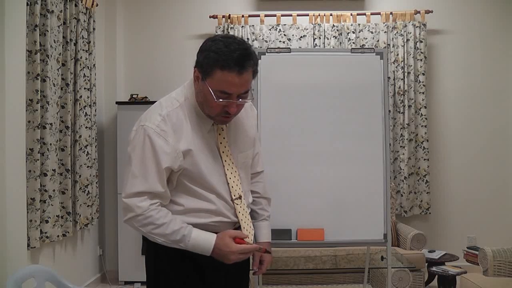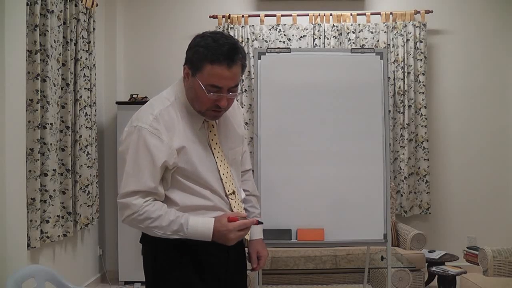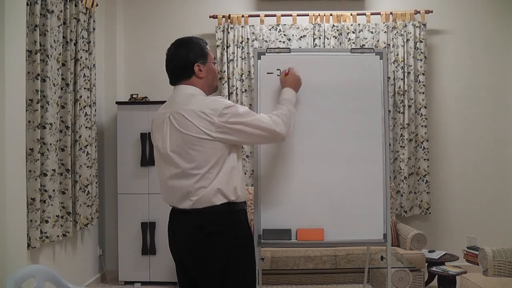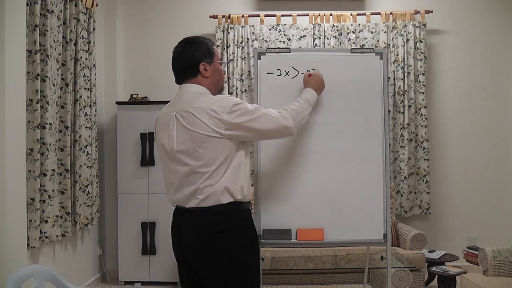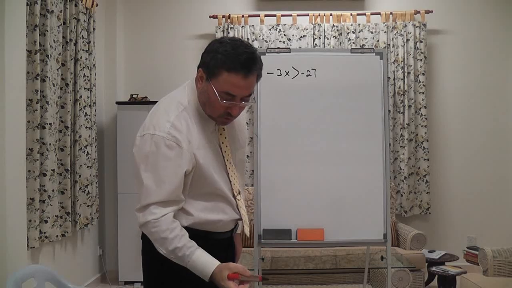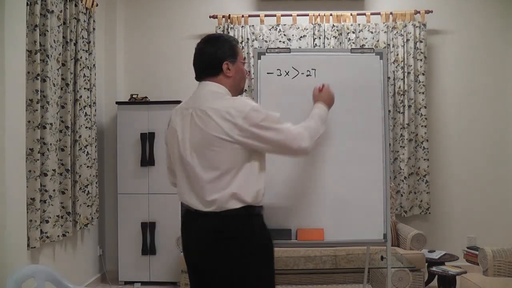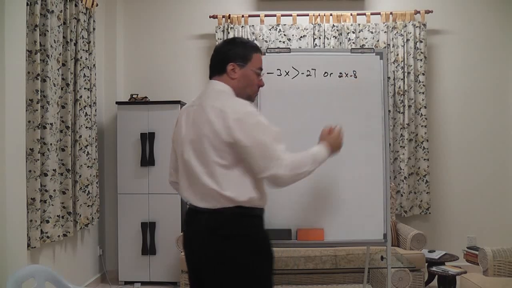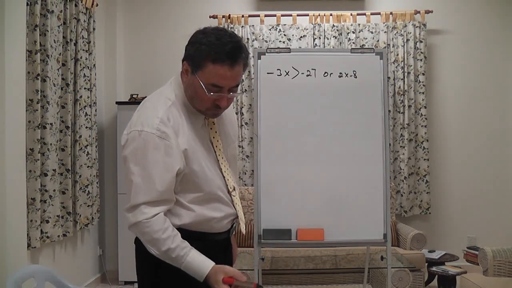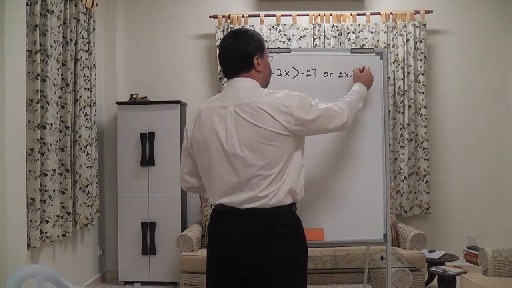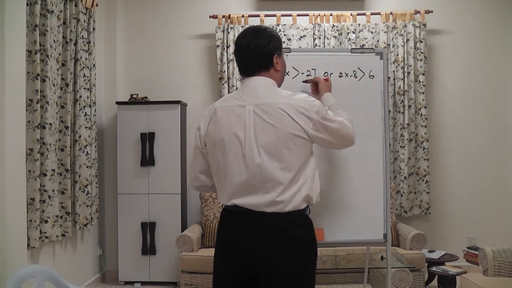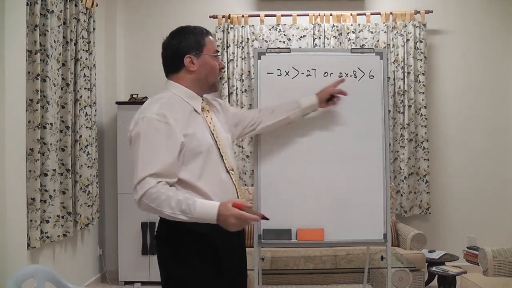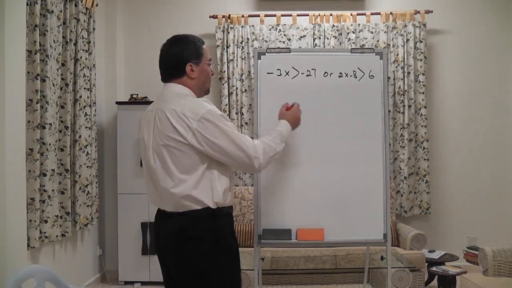Next is number 30: minus 3x more than minus 27, or 2x minus 8 more than 6. Here "or" means that both values will be acceptable. So let's see what we get.